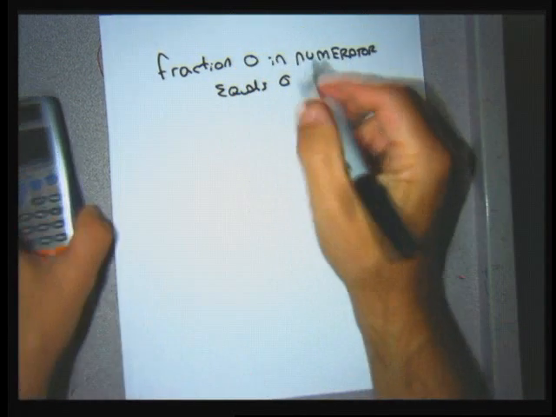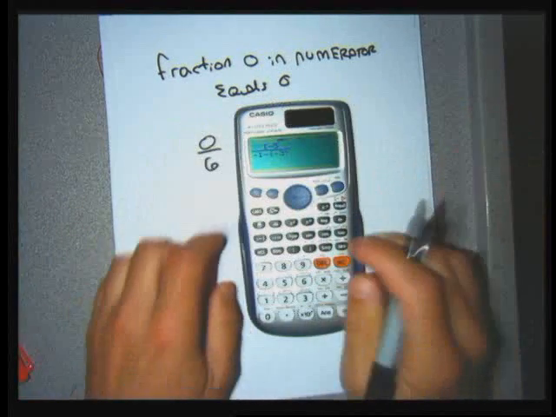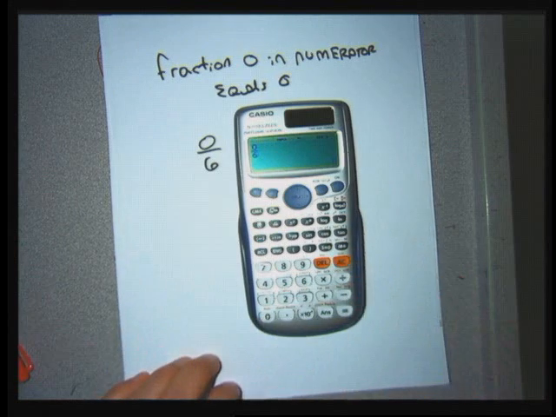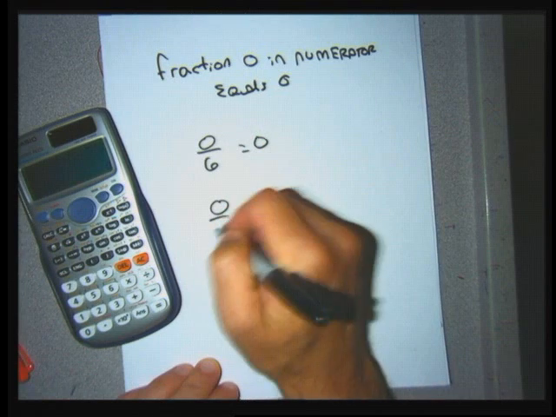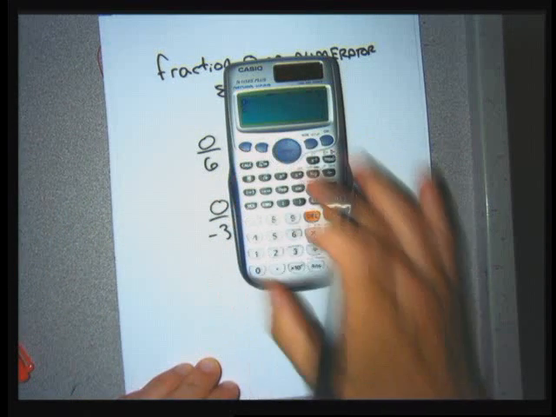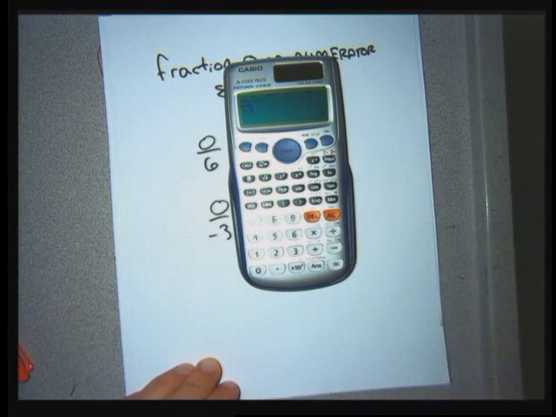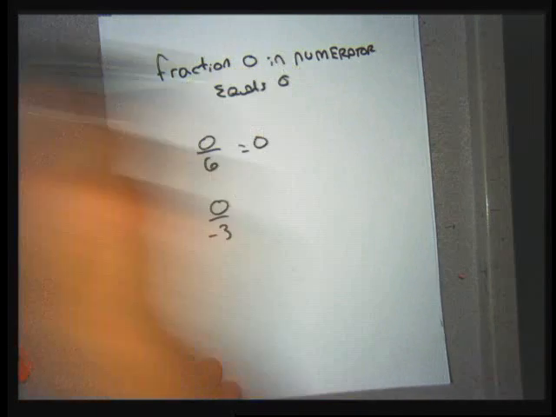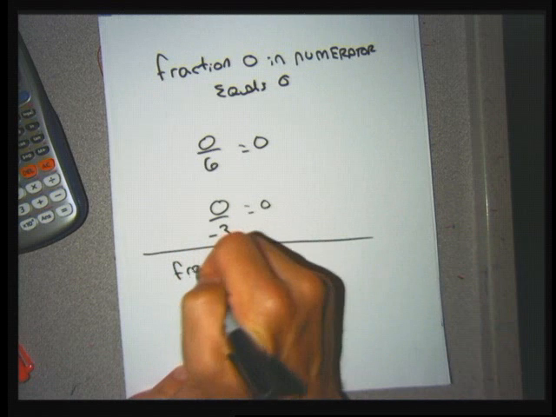For instance, this fraction, 0 over 6, if I did that on the calculator, my calculator would tell me that equals 0. Similarly, if I had 0 over -3, that also equals 0. So any fraction with a 0 in the numerator is equal to 0. Fractions with a 0 in the denominator are undefined.